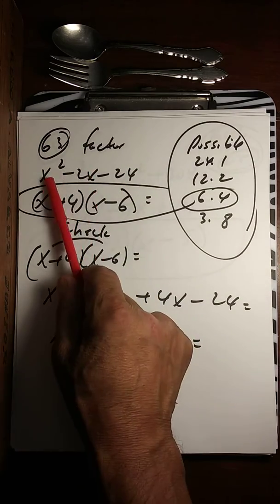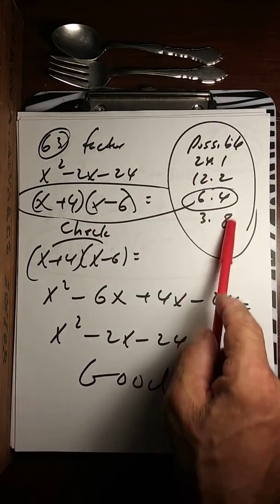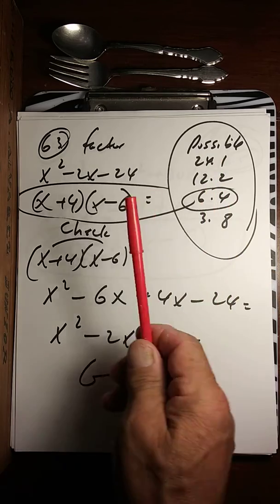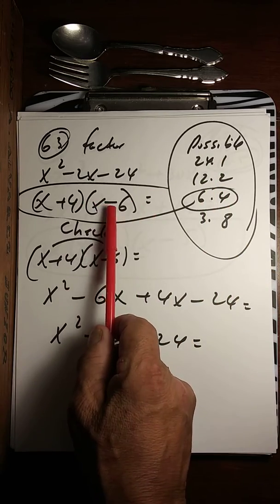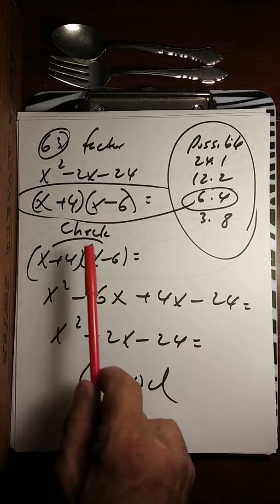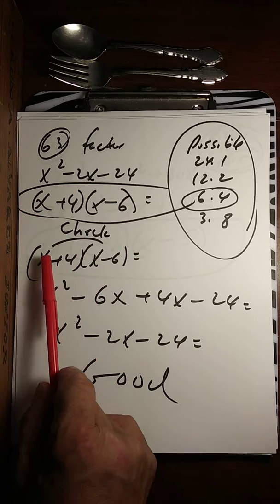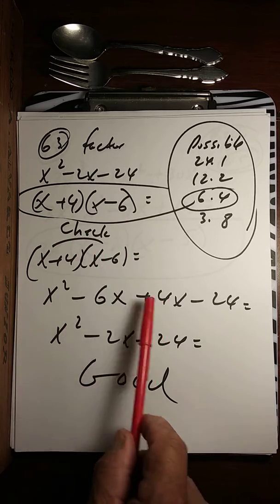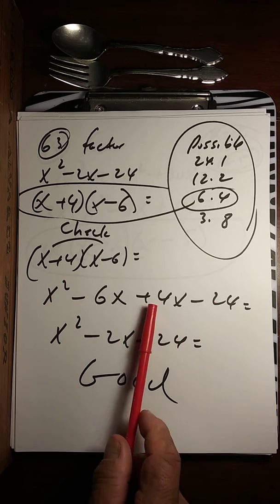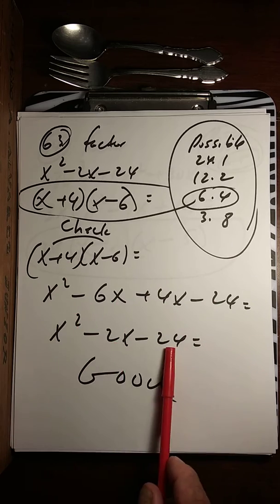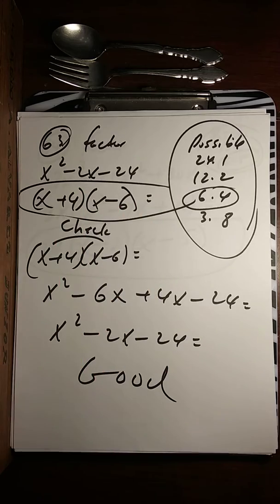Factor. And 24. 24 has all these possible answers. But we're going to try the positive 6 and positive 4, negative 6. Let's check it. X times that is x squared. That's minus 6x. That's 4x. That's minus 24. So this is going to give you x squared minus 2x plus 24. Yes. So this is the answer. We checked it.